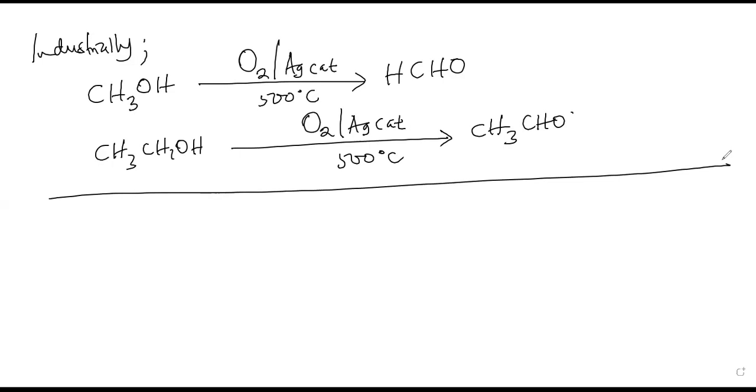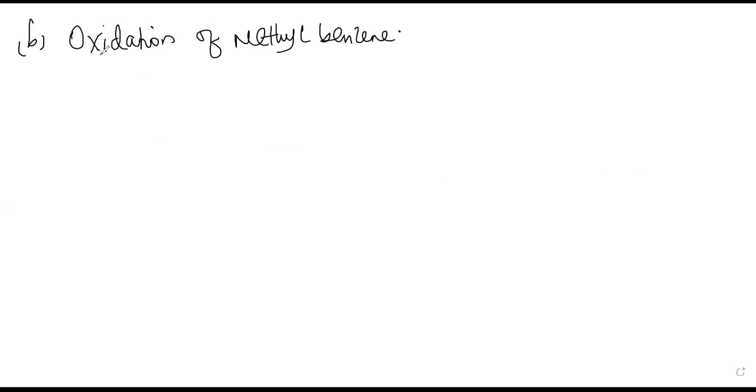Okay, so now from there, let's look at another method that we can use to obtain carbonyl compounds. We can oxidize methylbenzene. The second method is oxidation of methylbenzene. In my previous video, I recorded everything about methylbenzene.